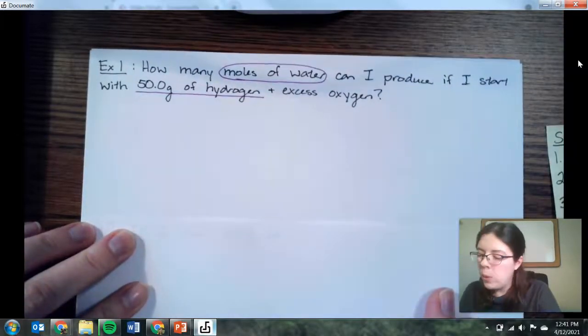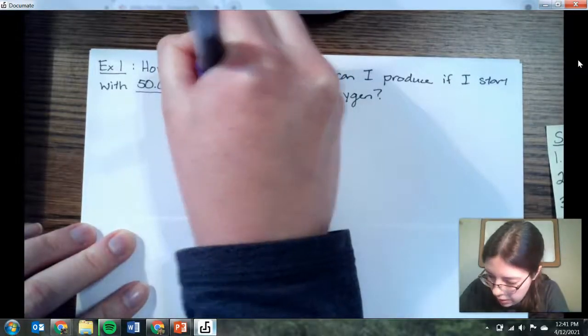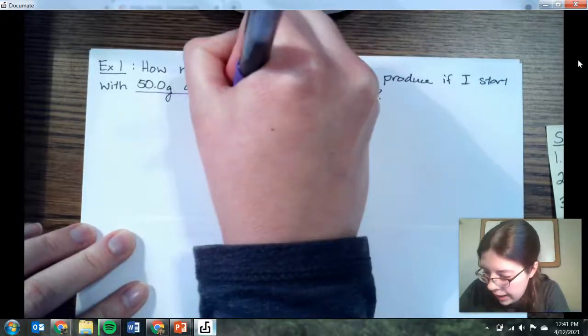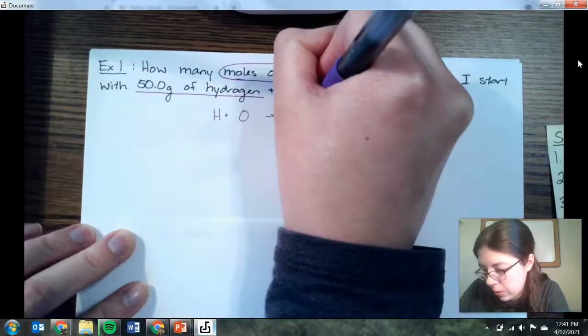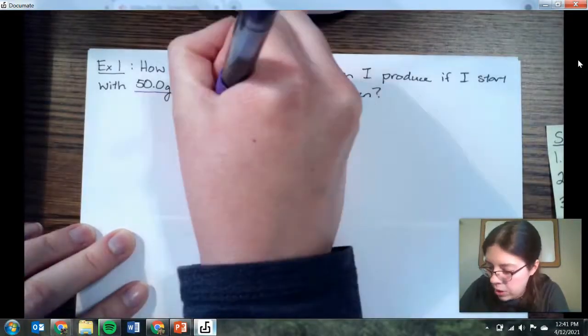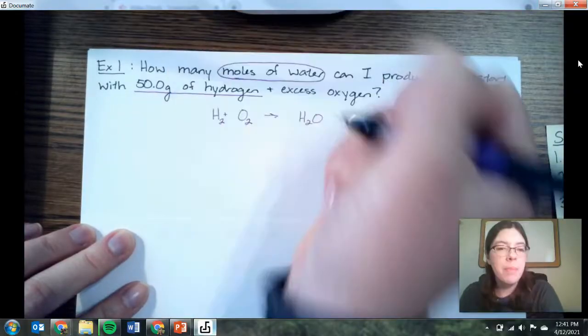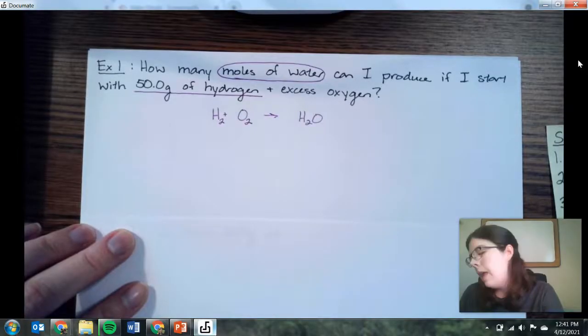So if I read through this, how many moles of water can I produce if I start with 50 grams of hydrogen and excess oxygen? Okay, so this is telling me I'm starting with hydrogen and oxygen, and I am getting out of that reaction water. It's what's being produced. Now, don't forget, really important, both hydrogen and oxygen are diatomic molecules, are part of that Hunkelbreff family, so they're always going to be paired up. And then from here, we just need to balance this.